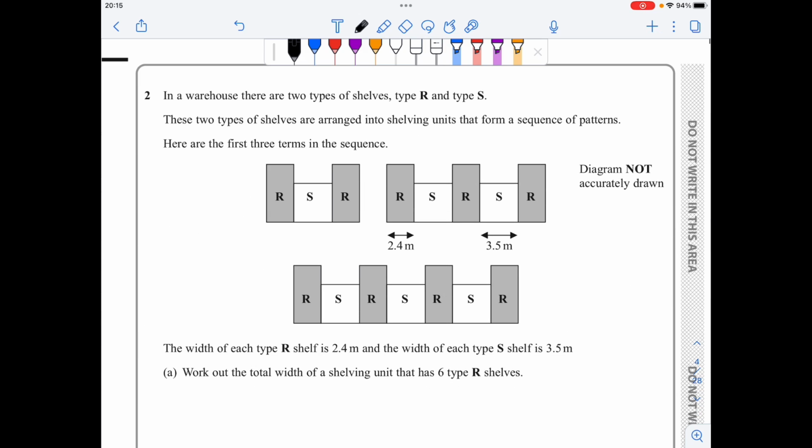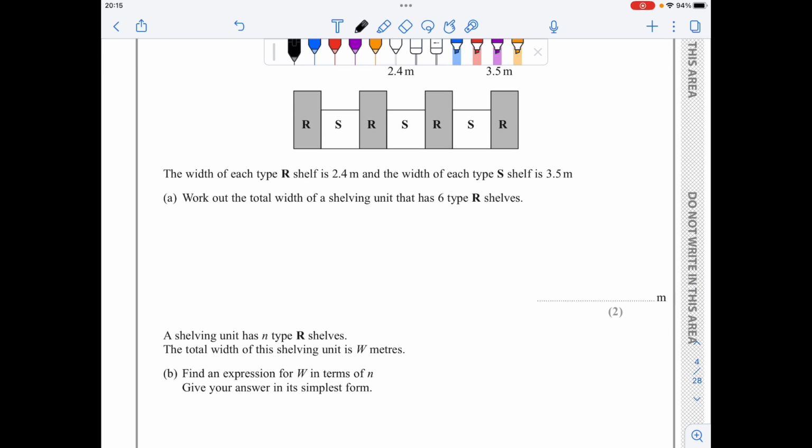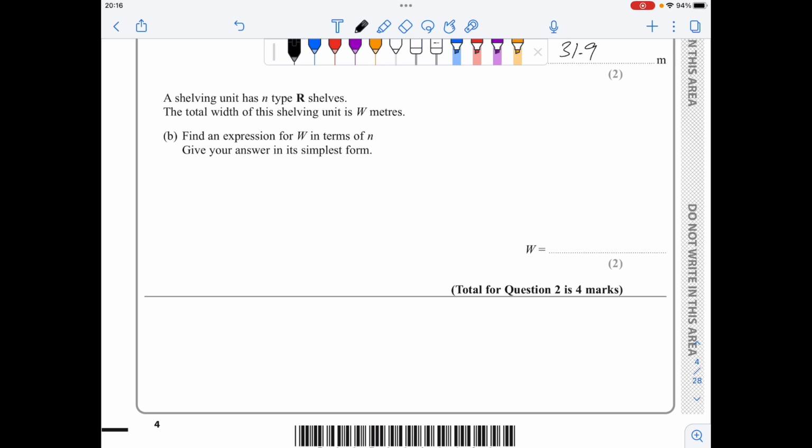In this question, I have some patterns. Note that I always start and end with an R, and the shapes alternate between R and S. So I will always have one more R than S. So for part A, I have 6 type R, hence I have 5 type S. So 6 times 2.4 gives me 14.4, and 5 times 3.5 will give me 17.5. And if I add those two numbers, I'll get 31.9.